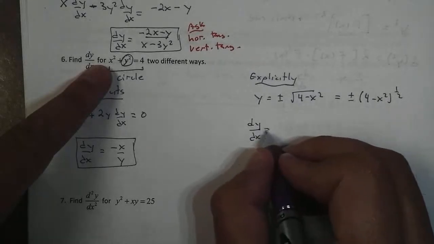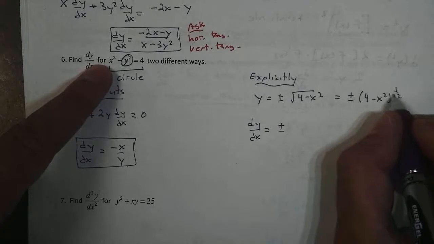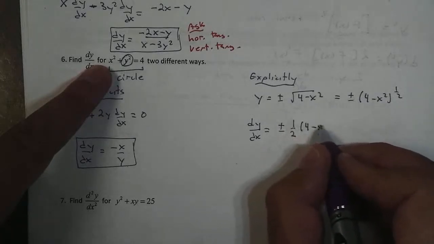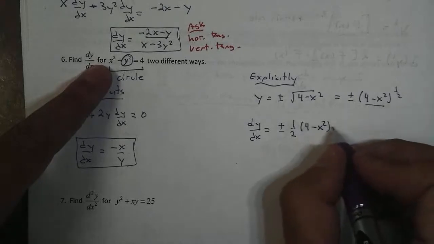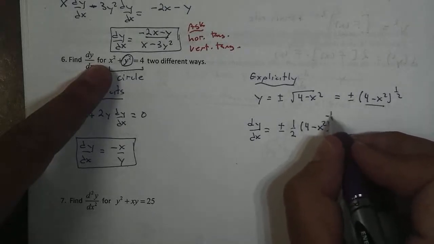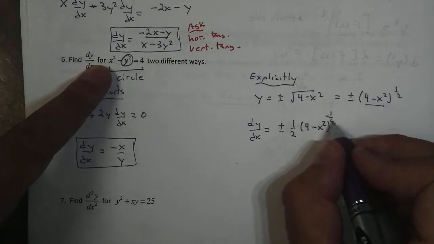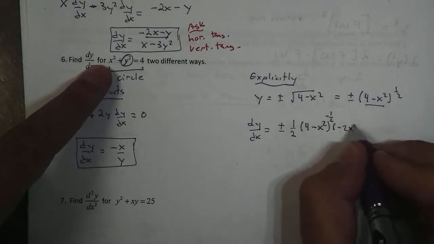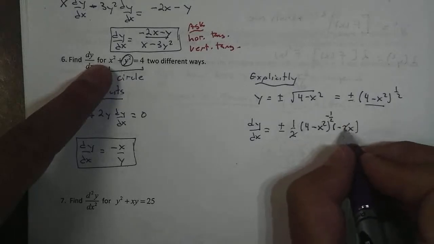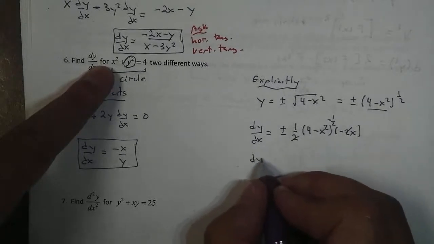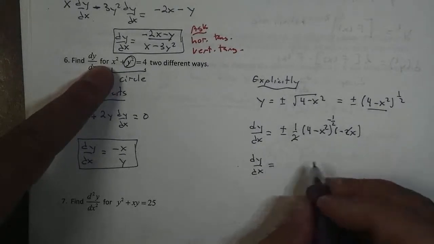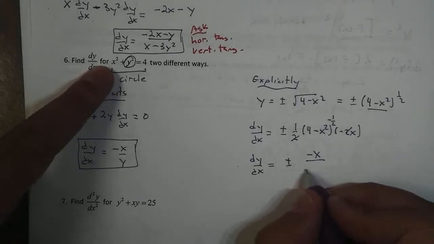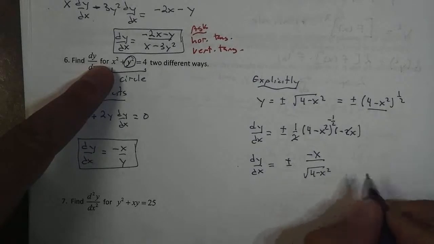dy/dx equals plus or minus, bring down your power to the derivative of the outside, 1/2 (4 minus x squared), right? Then take the derivative of the inside, times, oops, that should be negative 1/2, because you have to subtract 1, times the derivative of the inside, negative 2x. Now the 2's cancel, makes it a little bit nicer, but here's my derivative. dy/dx becomes plus or minus, on top, negative x over the square root of 4 minus x squared.